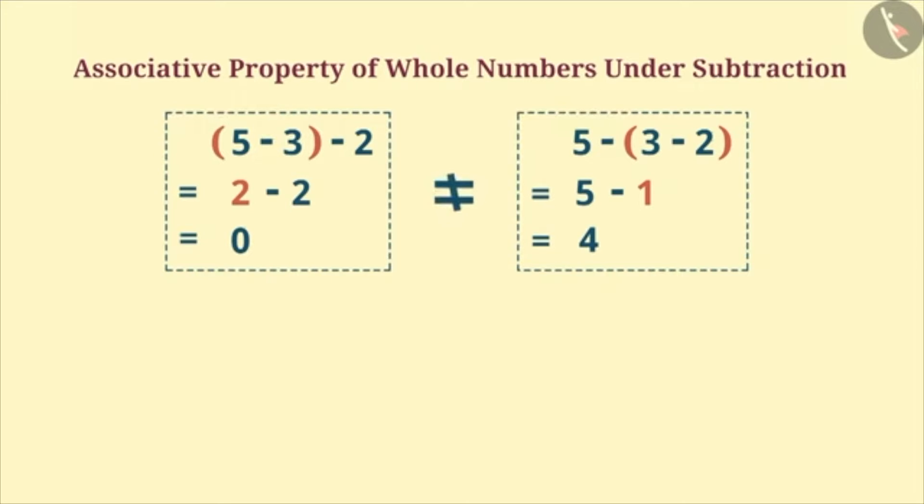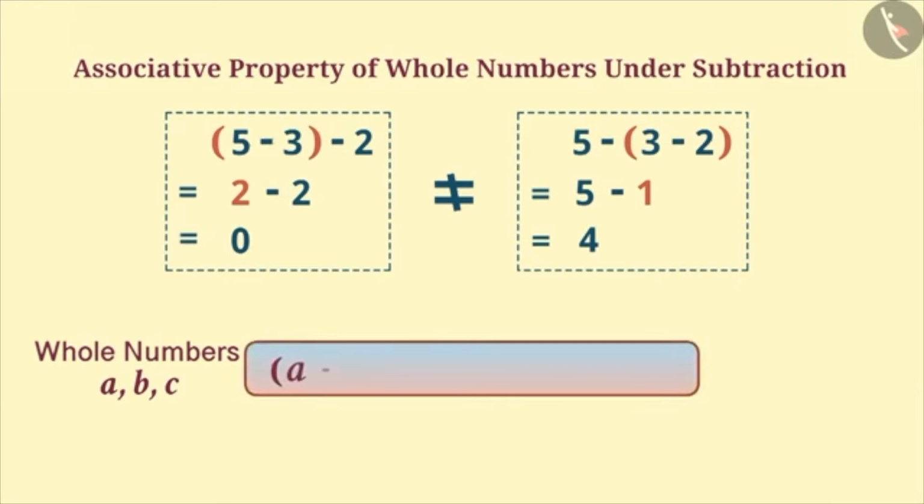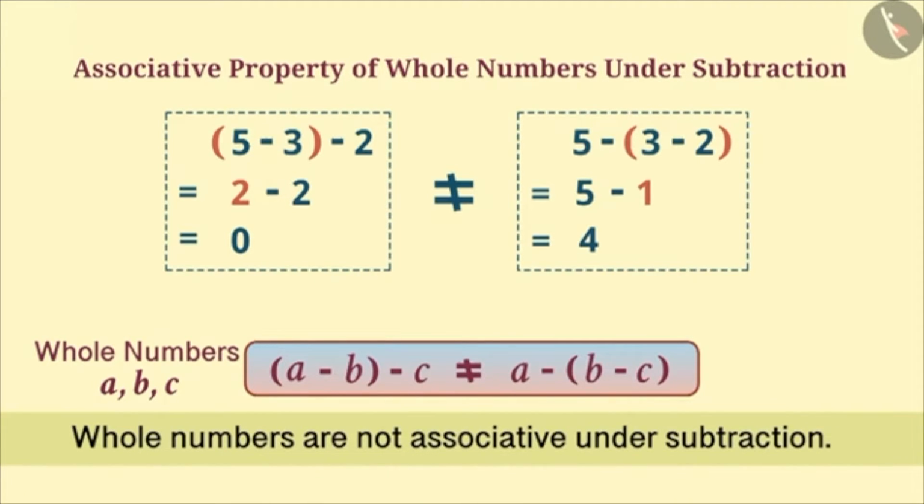Note, only in this case, subtracting any 3 whole numbers A, B, C by making different groups results in different results. This means (A minus B) minus C and A minus (B minus C) are not equal. That is why whole numbers are not associative under subtraction.